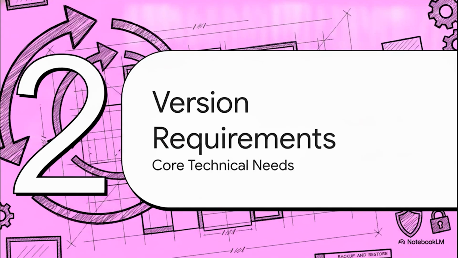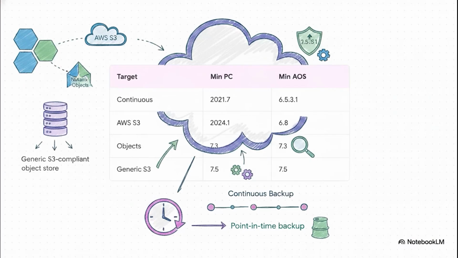All right, moving on to Section 2. Let's look at the version requirements and the core technical needs. When you're looking at where to actually send your backups, PCBR gives you a few distinct target options. You can use up to 3 registered AHV or ESXi clusters, AWS S3, Nutanix objects, or a generic S3 compliant object store. But here's the catch. Each of these targets comes with its own specific minimum version requirements for both Prism Central and AOS.